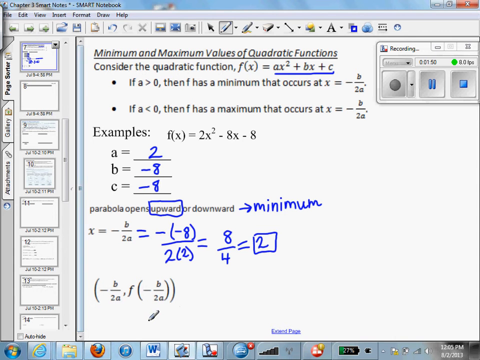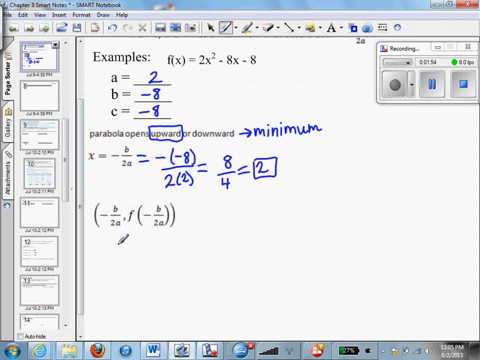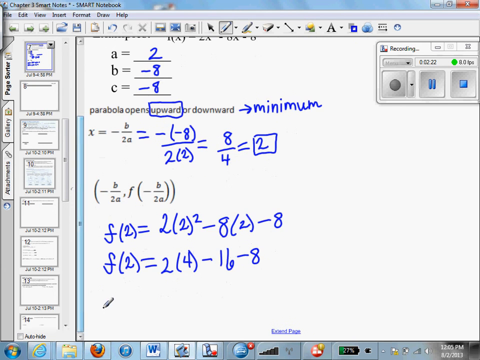Now what you want to do is take the value we just found and plug in that x value for every x that occurs. So f of 2 equals our original function, replacing every x with a 2. So 2 times 2 squared minus 8 times 2 minus 8. So f of 2 equals 2 times 2 squared, which is 4, minus 8 times 2, which is 16, minus 8.